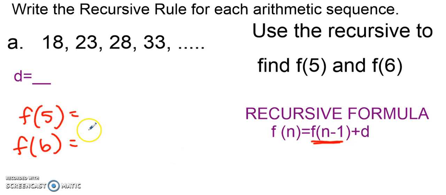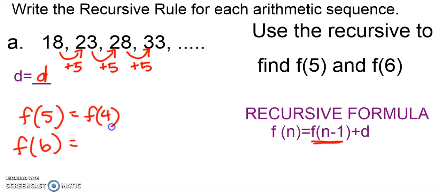Okay, so if we are looking from term to term here, to get from 18 to 23, we had a common difference of 5, 23 to 28, common difference of 5, and 28 to 33, also 5. So we can say that D is 5 here. Now, to find the 5th term, okay, we have 1, 2, 3, 4 terms so far. To find the 5th term, I'm going to take the previous term, which is f of 4. And we're going to add on our common difference, which is 5. So f of 4 plus 5.